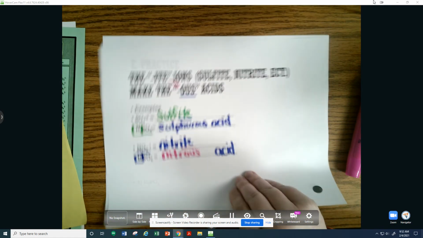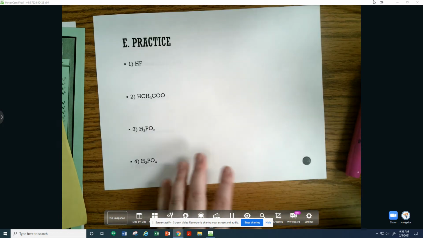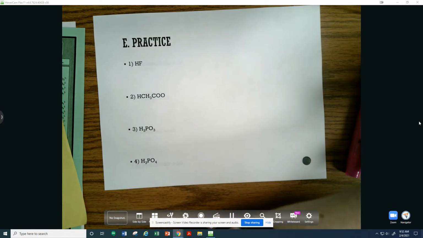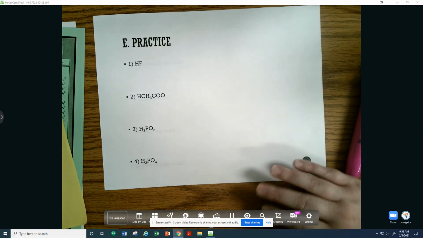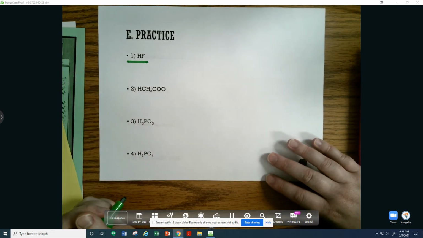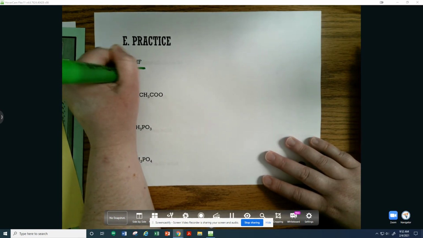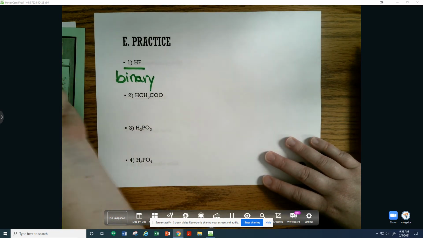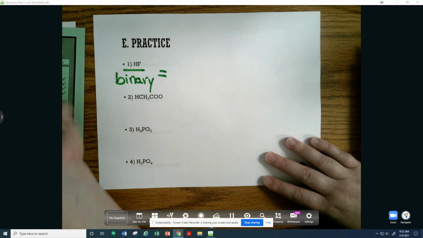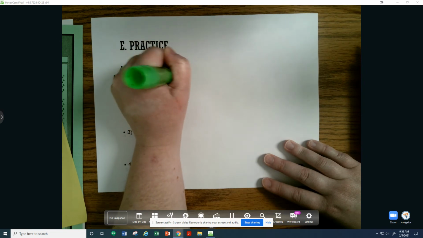Okay, so the last part is just a few mixed problems. The first thing is I would go ahead and pick out anything that is binary. So what are you looking at for binary? It's made out of two elements. The only one I have for you is number 1, HF. Because this is binary, that's going to decide what rules apply. So when I look at my list, either the roadmap or the notes above, the first thing I can see is it needs the prefix hydro.